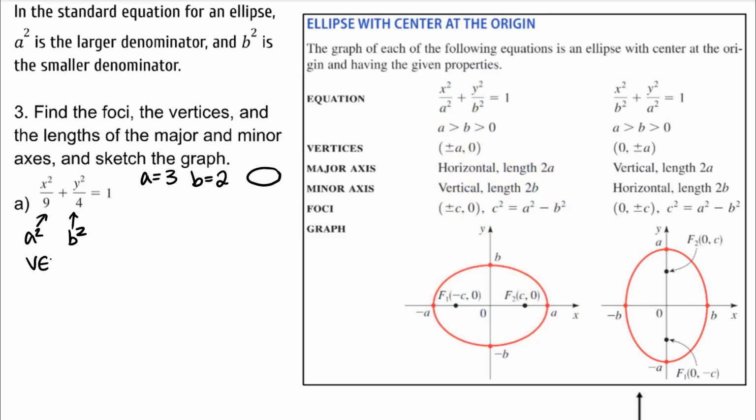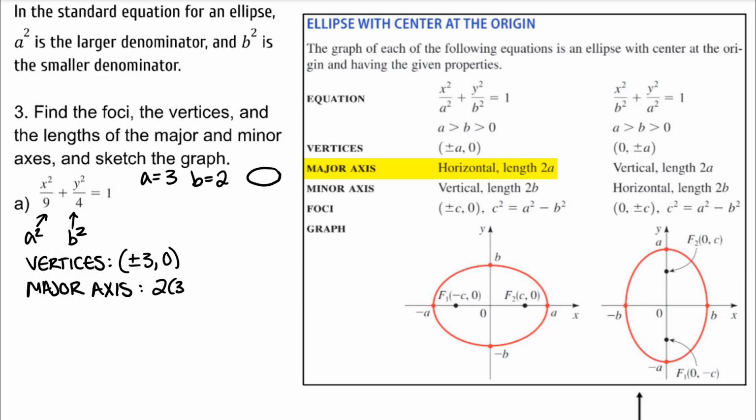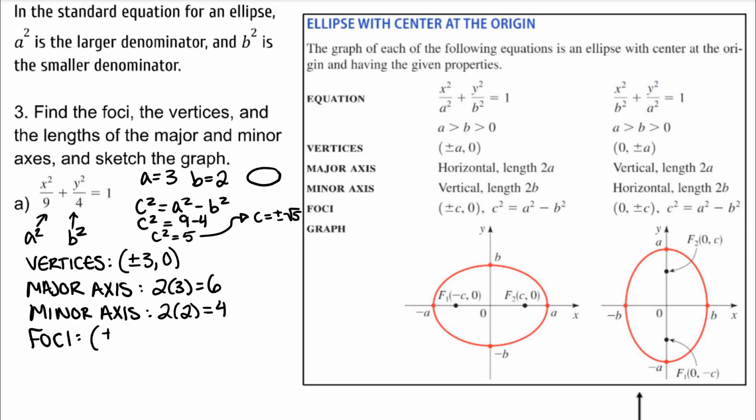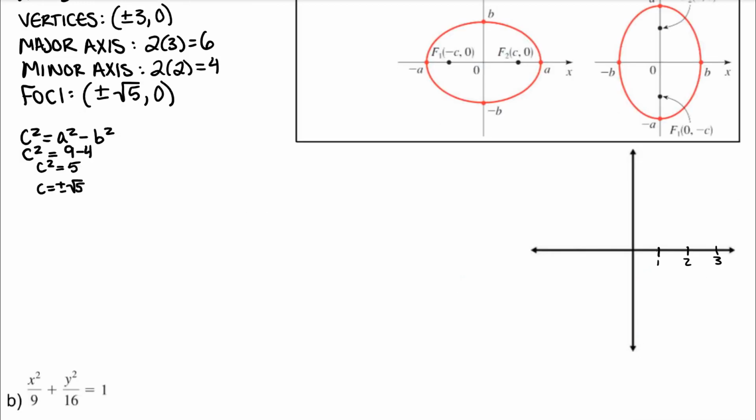The vertices come from a, and since they are on the x-axis, they will be at plus or minus 3, 0. The major axis length is 2a, so 6. The minor axis is 2b, which is 4. To find the foci, solve for c in the equation c squared equals a squared minus b squared. So c is plus or minus root 5.